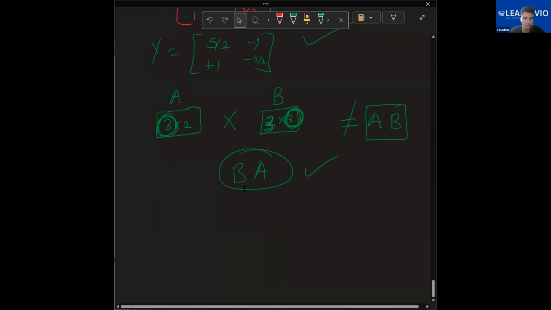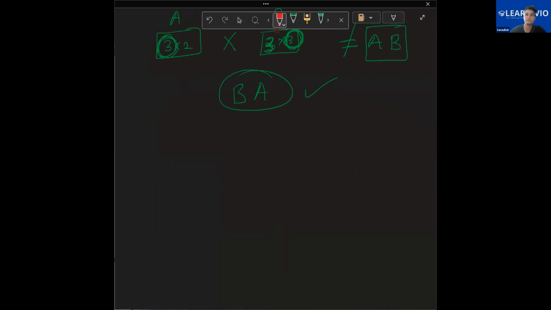We have A equals 6, 9, 2, 3, and you have B equals 7, 9, 8, 2, 6, 0. This is 2 cross 2 and this is 3 cross 3. Okay, so find AB.